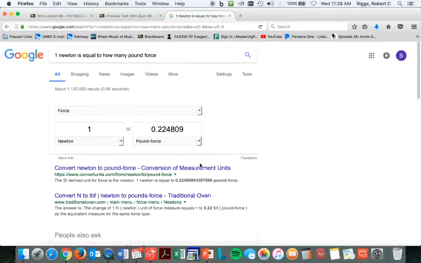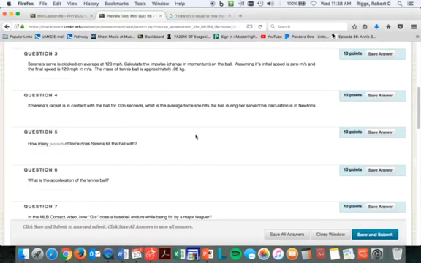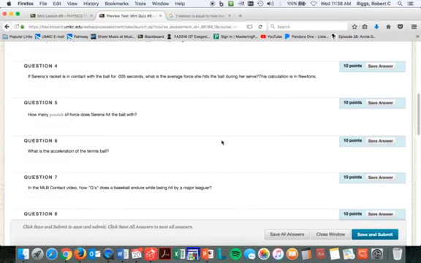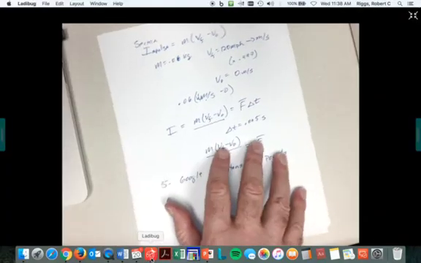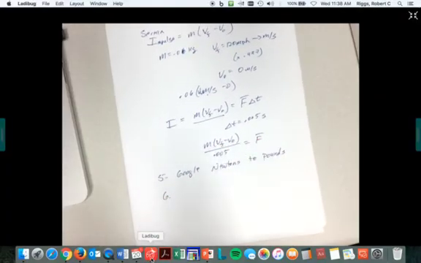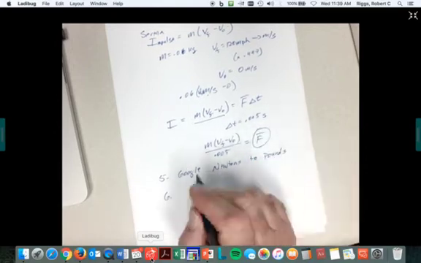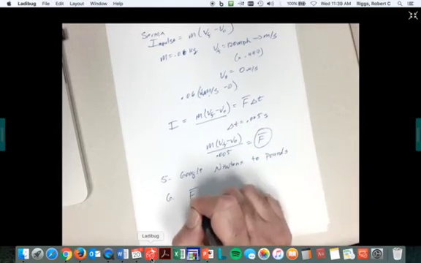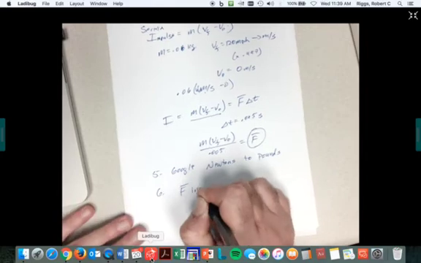Let's see what else we got here. What is the acceleration of the tennis ball? Oh, that's cool. Look what I'm making you do there. So on problem 6, what's the acceleration of the tennis ball? Let's take a look. You found the force in newtons. So you take the force in newtons, you found that.